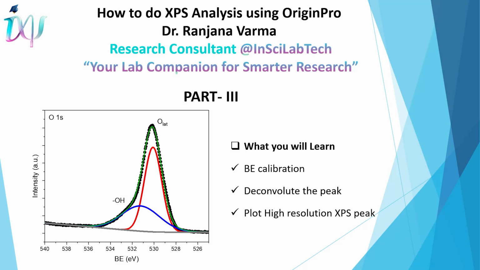In the first part of the series, we performed carbon correction and calibrated the survey spectrum. In the second part, carbon correction was used to process the high-resolution titanium 2p peak of my TiO₂ sample using the user-defined baseline method. Now, the oxygen 1s peak is often deconvoluted into 2-3 components such as lattice oxygen, surface oxygen or hydroxyl oxygen, depending on the sample. In this video, we will deconvolute the oxygen 1s peak and do the fitting.